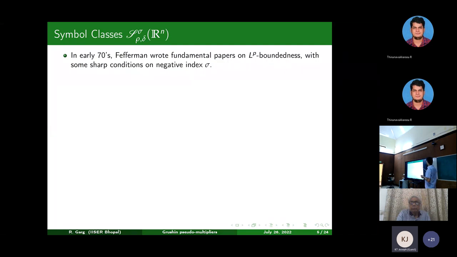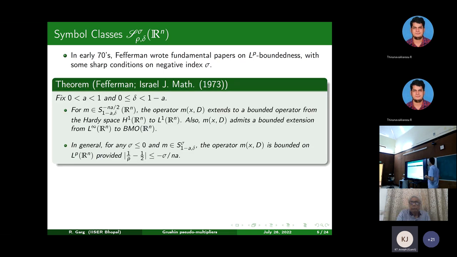Okay, so just to give the classical references, in the early 70s, the same time when the Calderon-Vaillancourt theorem came, Fefferman wrote the early fundamental papers on LP boundedness, talking about what are the sharp conditions on sigma. So this is the result that he proved. You take delta just less than 1 minus a, but now it's known that one can take delta equal to 1 minus a as well.